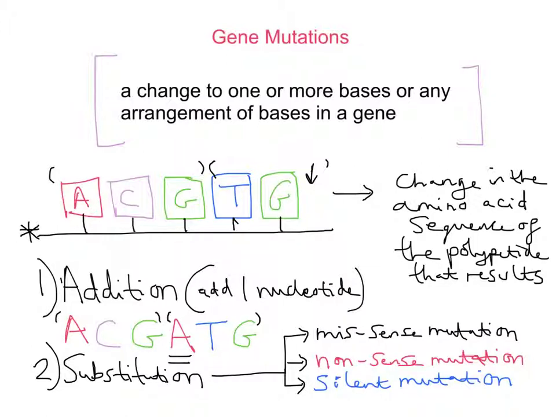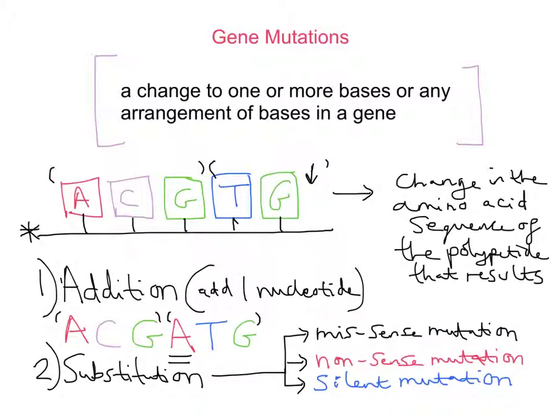There are certain amino acids that have multiple base sequence codes for them, and that's what happens in a silent mutation. The base changes, but we end up just making the same thing. So let's think about some of the other types of mutations.